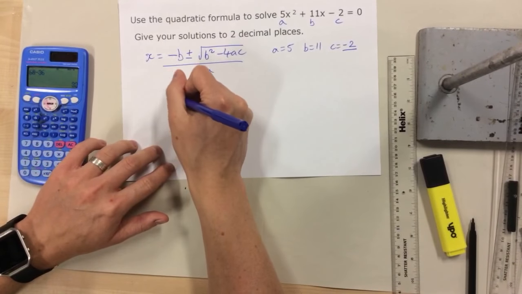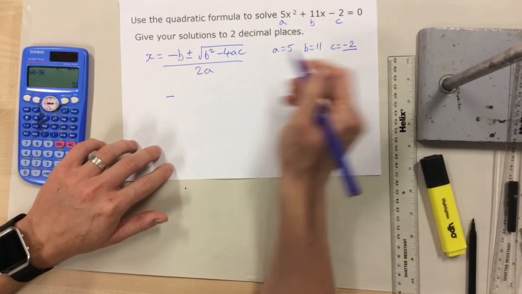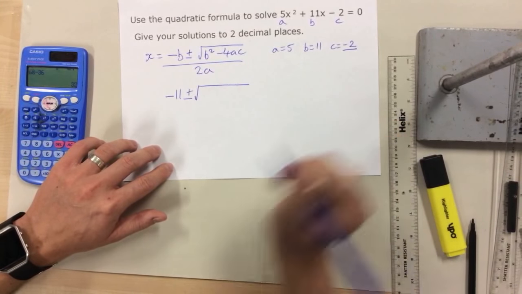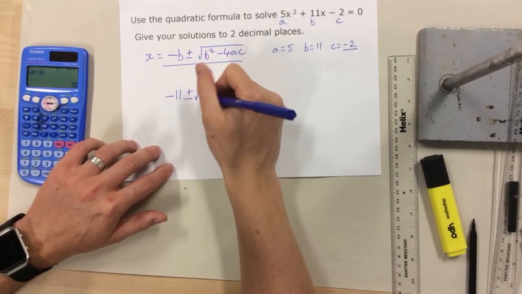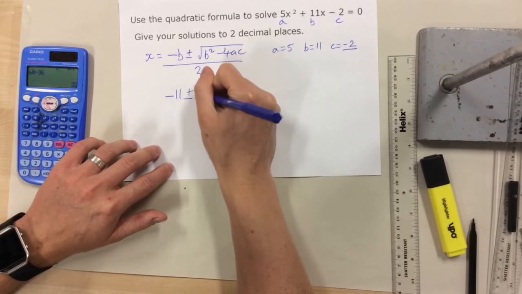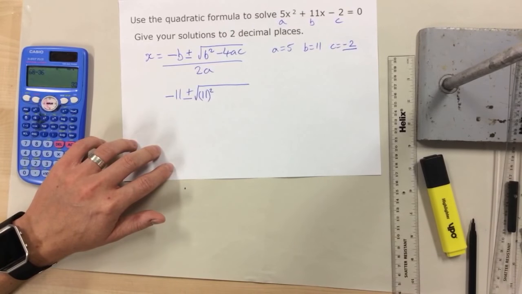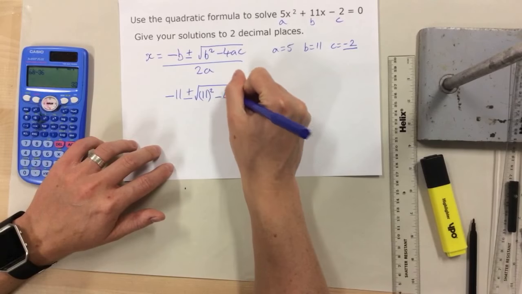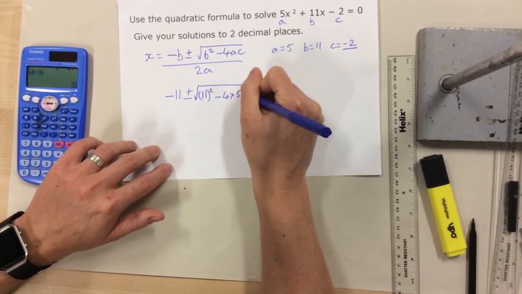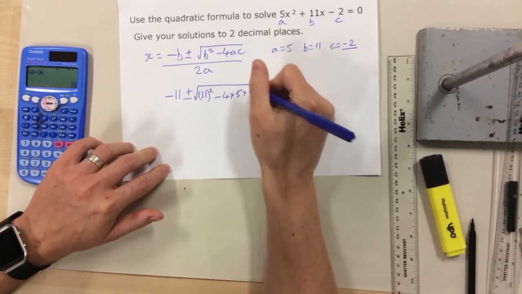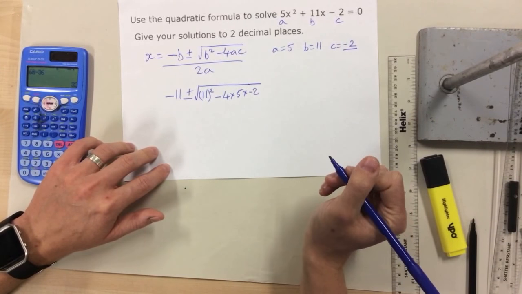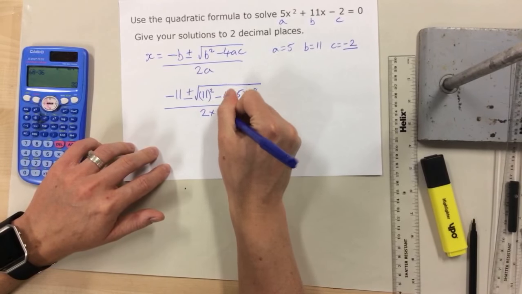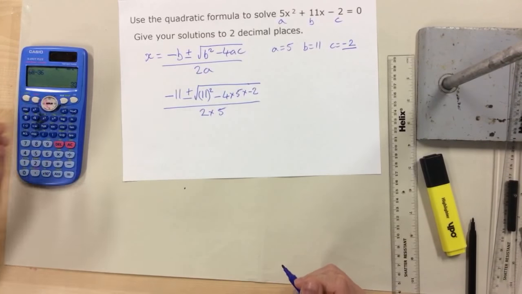So we said b is 11, so it'd be minus 11, plus or minus the square root of b squared. So I've got 11 squared. Now, I would always suggest you put that in a bracket, just in case it's negative, your calculator won't get it wrong then. Subtract 4 times 5 times negative 2, sorry, make sure that goes all the way up, all over 2 times 5. Now, calculators are absolutely brilliant. You can put that straight into your calculator.